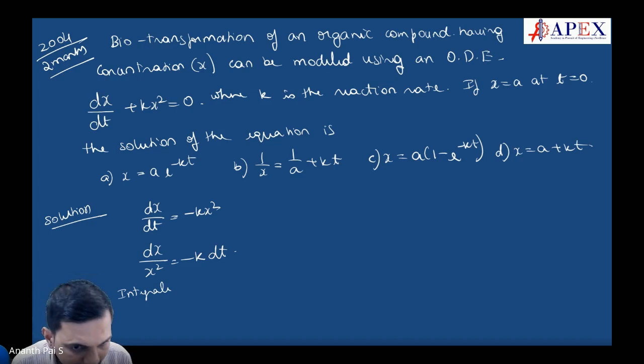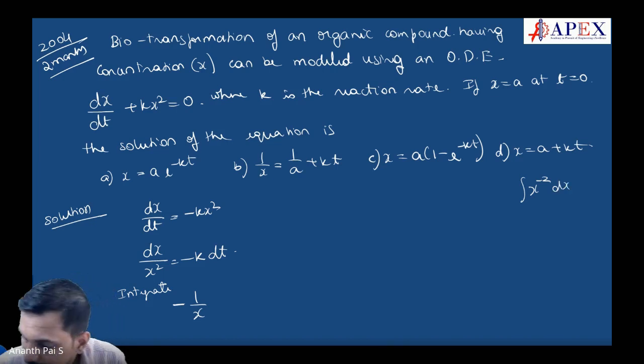Now when you integrate dx by x square, what do you get here? You get minus 1 by x, correct? Agreed? Why minus 1 by x? You have x raised to minus 2. When you integrate, you have to add, right? So it is, when you integrate dx x square, minus 2.